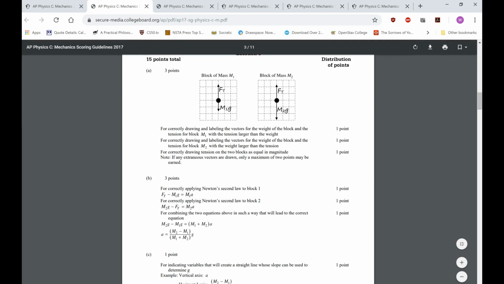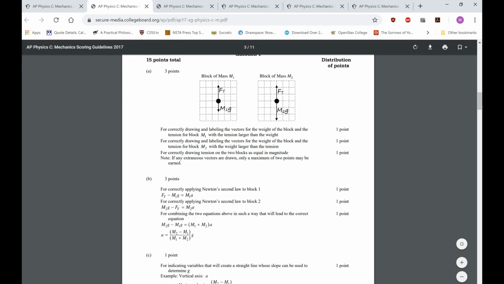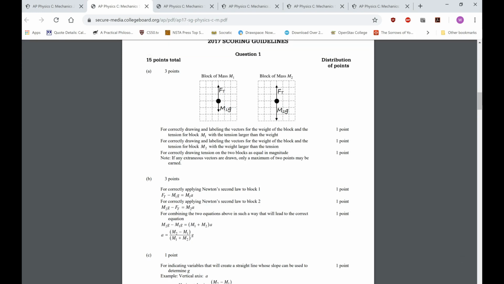For correctly drawing and labeling the vectors for the weight of the block and the tension for block M2 with the weight larger than the tension. So again, this force has to be greater than this one, so the acceleration is proper. For correctly drawing the tension on the 2 blocks is equal in magnitude. So even if you goofed up having things unbalanced properly, if you apply Newton's third law correctly, you earn a point. If any extraneous vectors are drawn, so if you did a third force on either of these, only a maximum of 2 points may be earned. So careful.